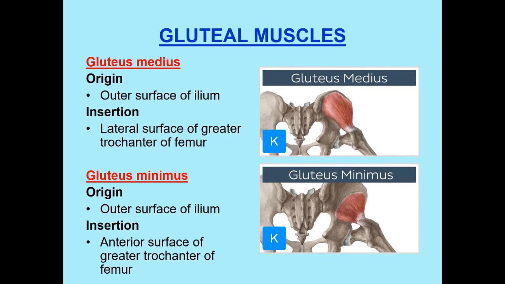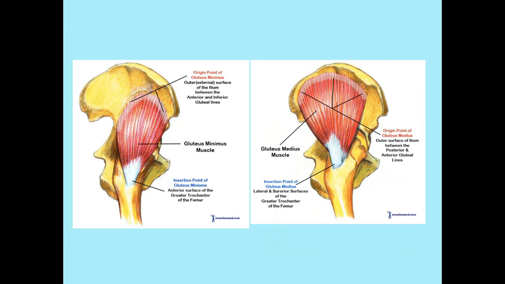Gluteus medius. Its origin is from outer surface of ilium. Insertion is at the lateral surface of greater trochanter of femur. And third one is gluteus minimus. Its origin is from outer surface of ilium. Its insertion is anterior surface of greater trochanter of femur.